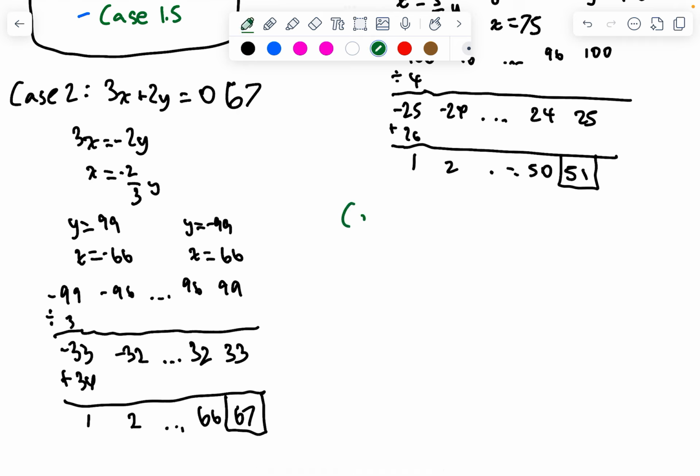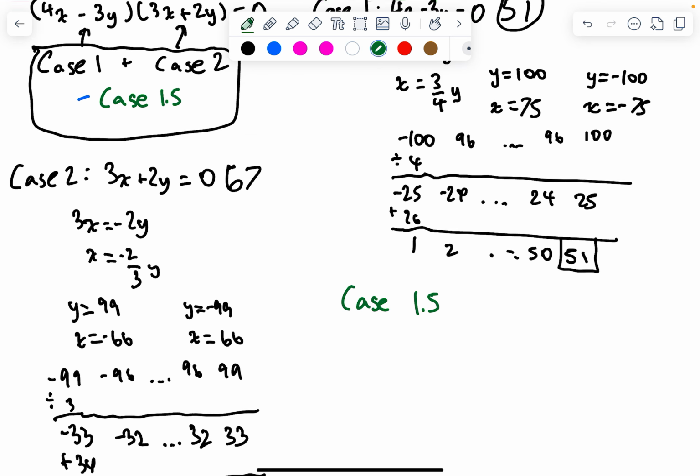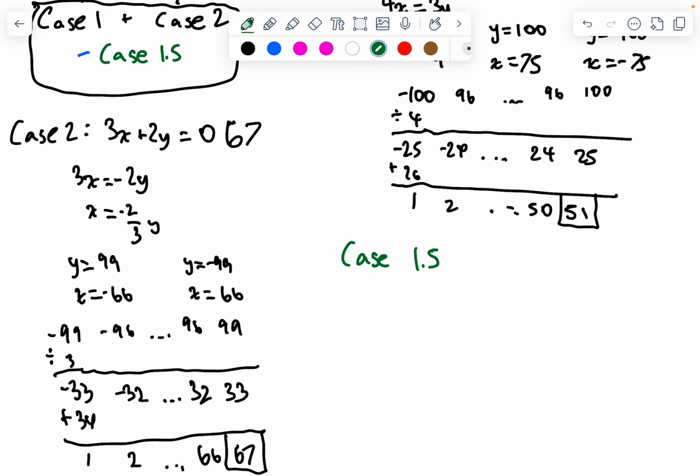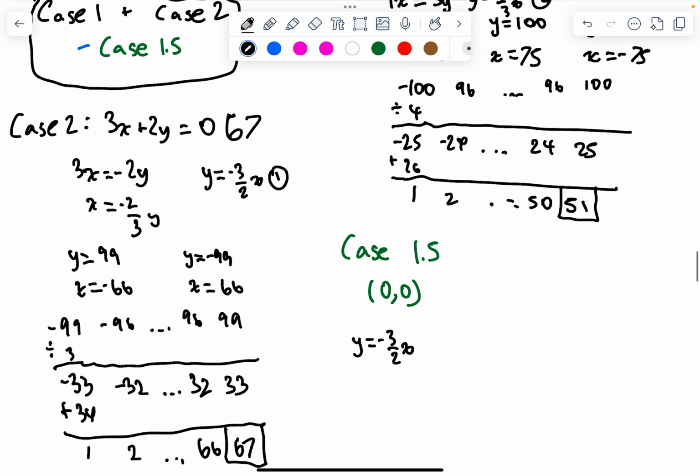Lastly, let's evaluate case 1.5. We basically want to find the intersection points of these two equations. And that will happen only at 1 point, (0, 0). Because if you imagine it on a graph, let's rewrite this expression into y = mx + b form, which is y = -3/2 x. So that's equation 1. And let's do the same thing for this one. y = 4/3 x. This is equation 2.